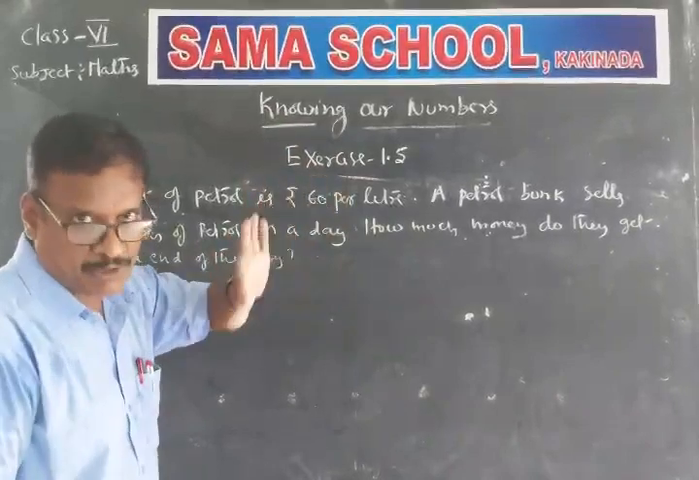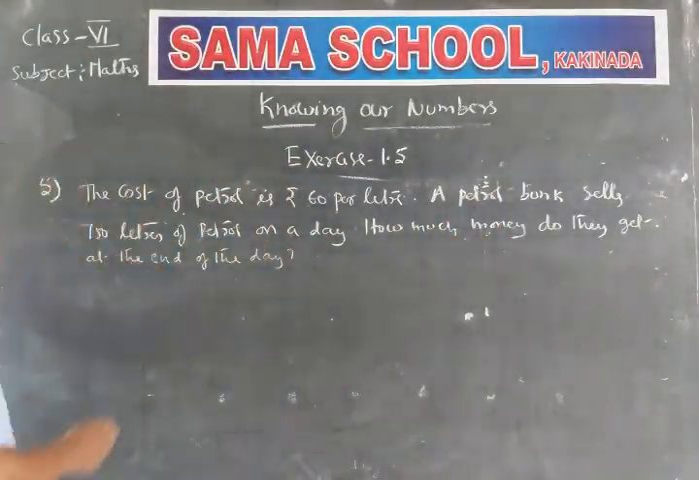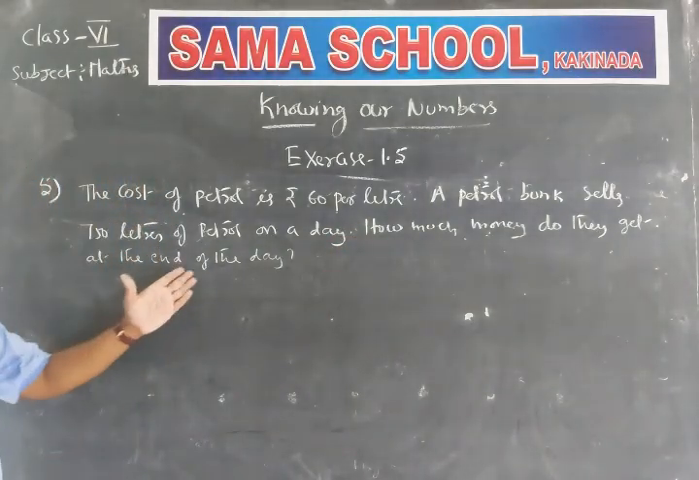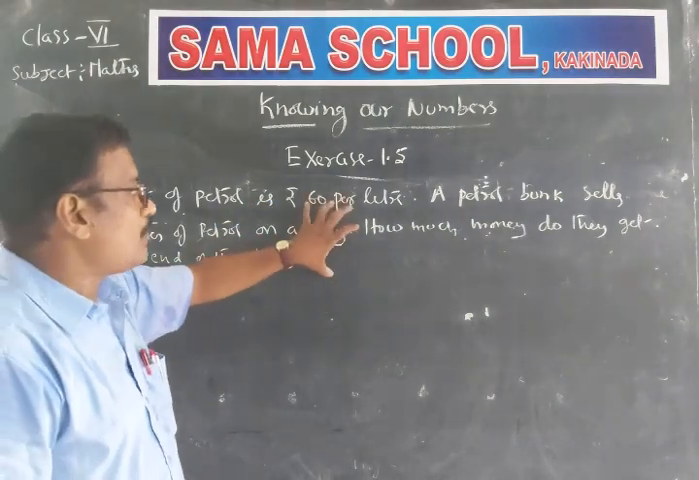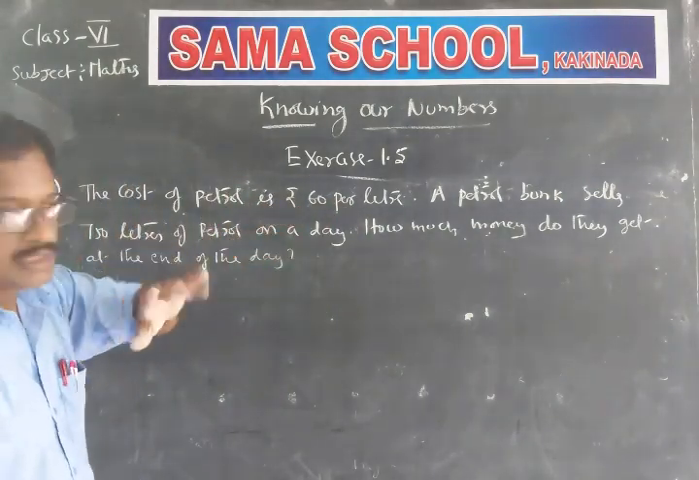The cost of 1 liter of petrol is 60 rupees. A petrol bunk sells 750 liters of petrol in a day. How much money do they get at the end of the day? 750 liters, per liter 60 rupees. That is what we need to find out.